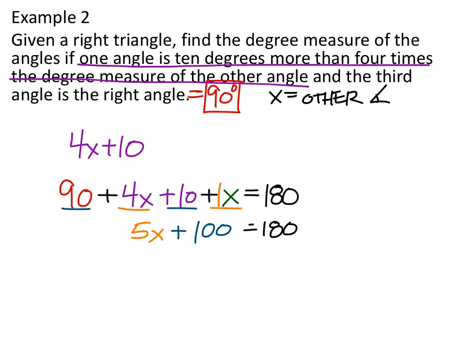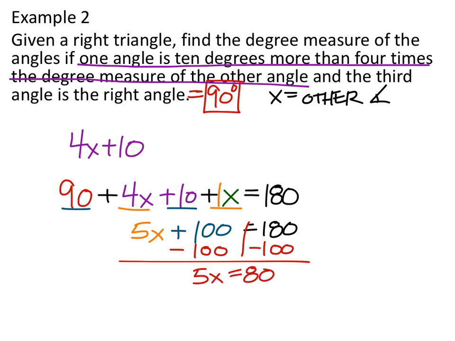So I don't want that plus 100, so I'm going to make it plus 0 by subtracting 100 from both sides of the equal sign. So then I've got 5x equals 80, and if I divide both sides by 5, then I get my 1x, which is what I want, and that would equal 16. So the other angle, x, is 16 degrees.